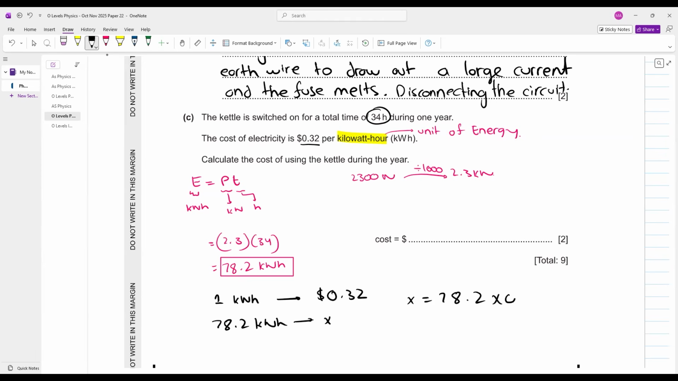78.2 into 0.32. कैन यू कैलकुलेट द कॉस्ट? कॉस्ट निकाल सकते हो भाई. द आंसर कम्स आउट टू बी $25.02. सिंपल. यहाँ पे लिख दो. $25.02 इज योर आंसर. सिंपल, नथिंग कॉम्प्लिकेटेड. आगे बढ़ते हैं बेटा.